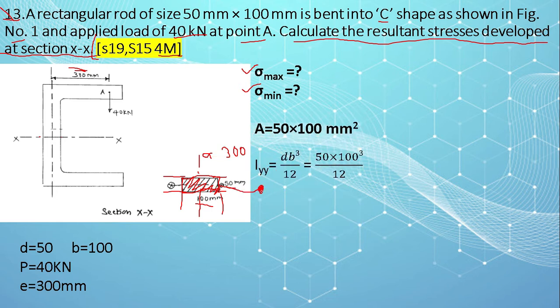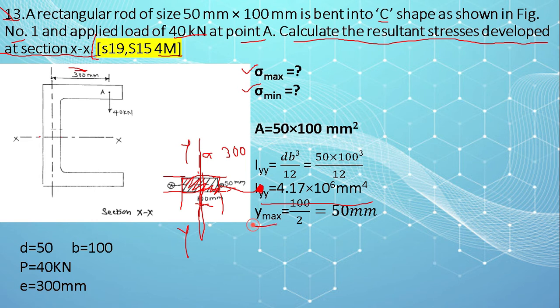Now our point is here. So moment of inertia about this axis, this is the y axis. Moment of inertia about this y axis, Iyy, for a rectangular section is equal to D B cube divided by 12. So put the values of D and B: 50 multiplied by 100 cube divided by 12. So moment of inertia Iyy is equal to 4.17 into 10 raised to 6 mm raised to 4.